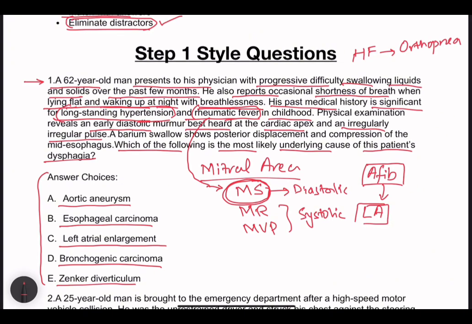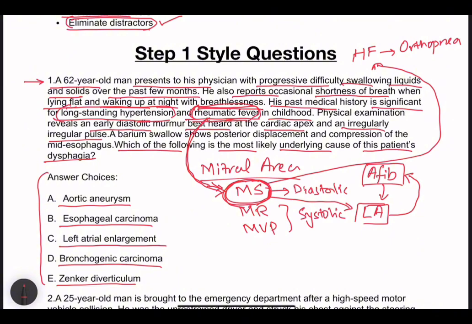So let's put everything into perspective. This patient has a history of rheumatic fever, so this patient had rheumatic fever in childhood. The late complication of rheumatic fever is mitral stenosis, which leads to left atrial enlargement. As a complication of left atrial enlargement, this patient has AFib, and mitral stenosis has also led to heart failure.